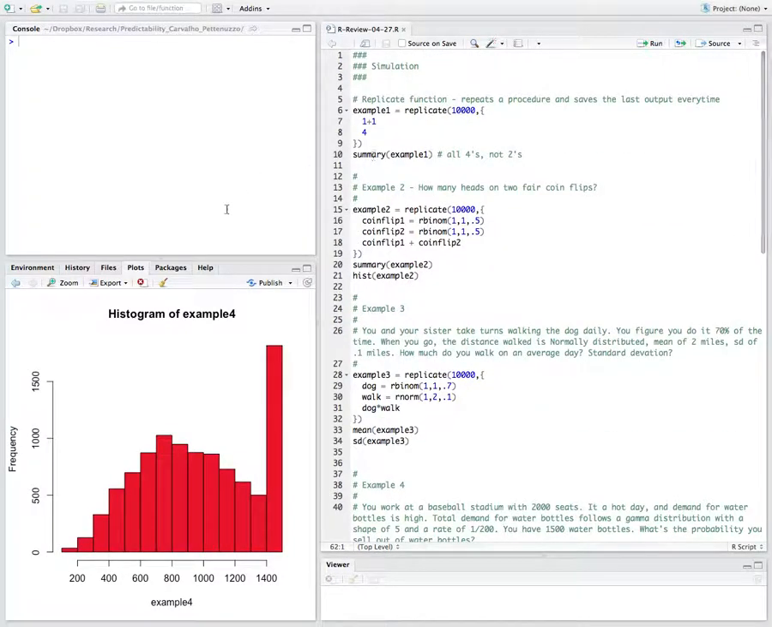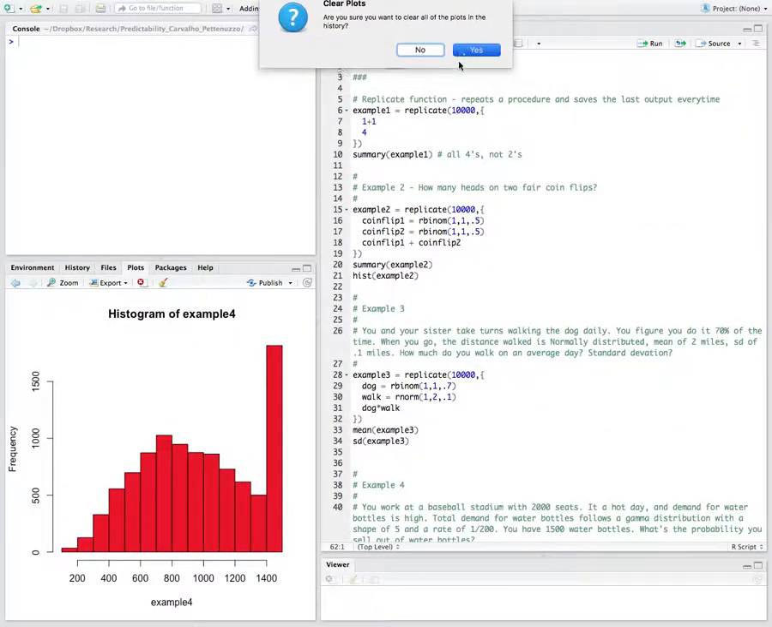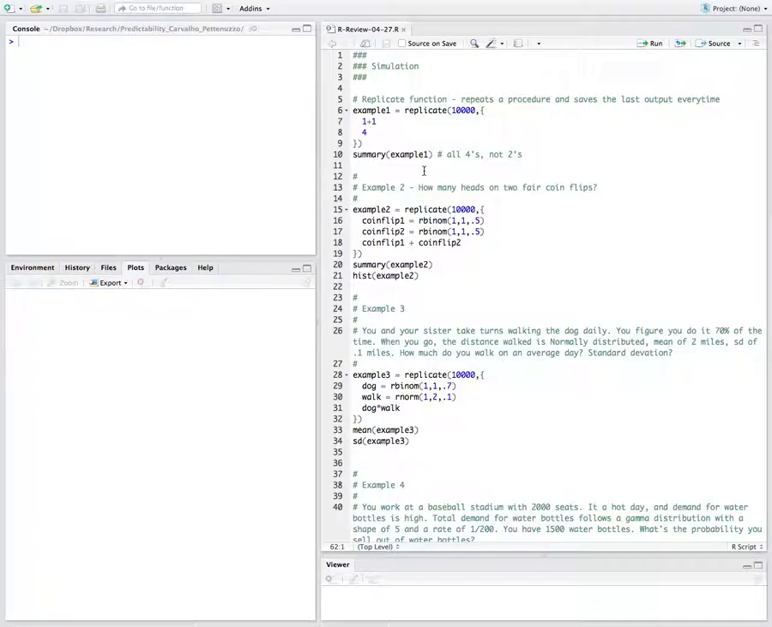Simulation. All right, clear off my R browser here. Maybe we'll start over there.